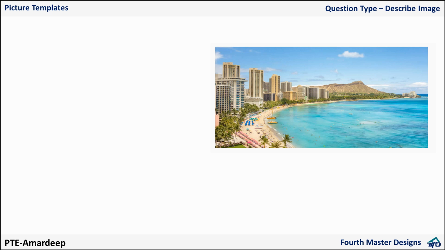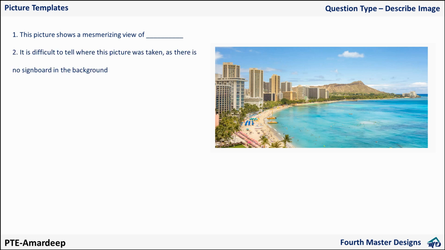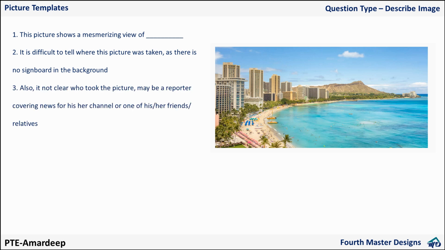Let's say if you're getting this picture, then what is the first one? The picture shows a mesmerizing view of a beach. I will say beach. It is difficult to tell where this picture was taken as there is no signboard in the background. Yes, I don't know where this picture was taken, so I'll say like that. Also, it is not clear who took the picture. Maybe a reporter covering news for his or her channel, or maybe a tourist visiting that area. The person who clicked the image seems to be a professional, as the picture quality is very good.